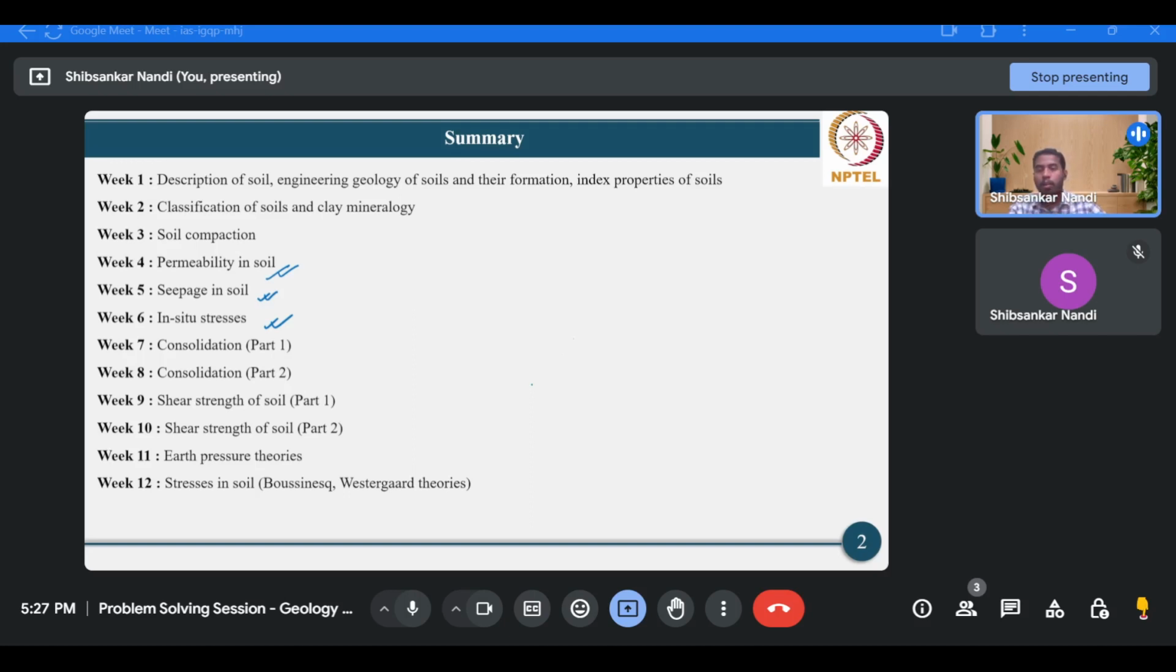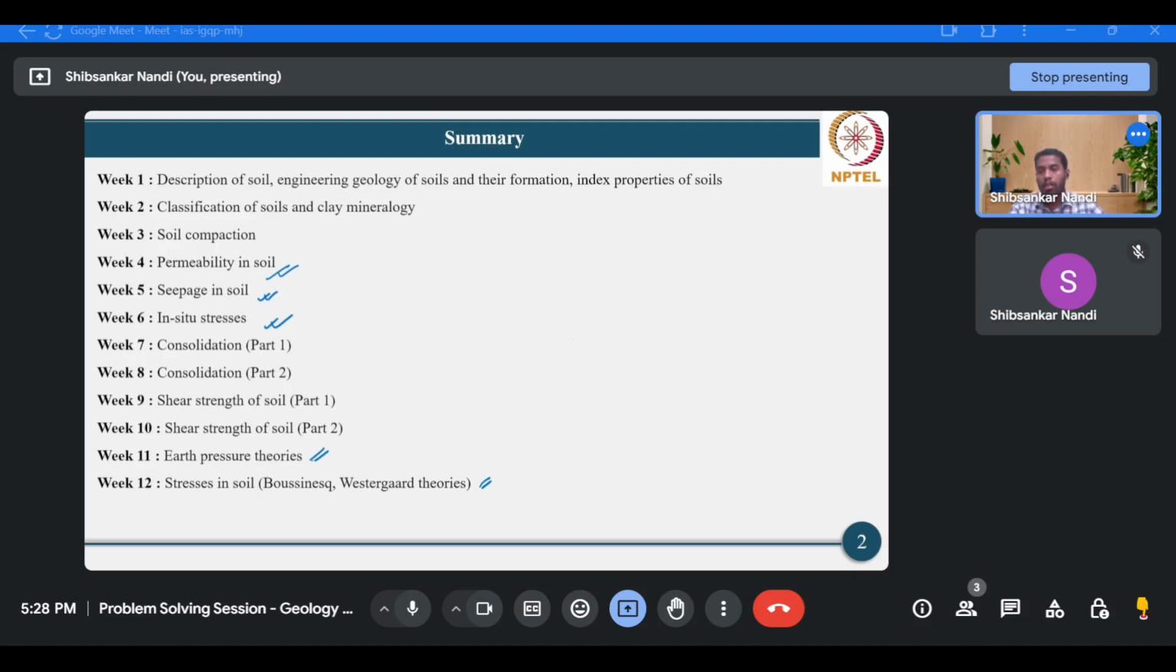Okay, now in this chapter we have also learned the sensitivity and the thixotropy of soil. Okay, now after shear strength we have learned about the earth pressure theories. Okay, so two types of earth pressure theories we have learned in this course.